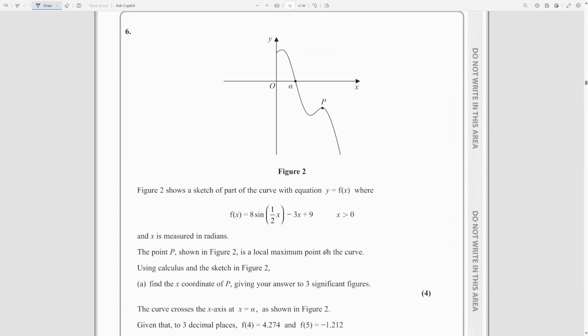Question 6, figure 2 shows a sketch of part of the curve with equation y equals f of x, and f of x is 8 sine half x minus 3x plus 9, and it's only for positive x values. X is measured in radians. The point P, shown in figure 2, is a local maximum point on the curve. Using calculus and the sketch in figure 2, find the x-coordinate of P, giving your answer to 3 significant figures. Well, to find stationary points, we differentiate and set it to 0. Now, when I do that, I'll find all stationary points. The first one, theoretically, would be this. The next stationary point would be this one, and the third one is P. So I need to find the third smallest positive x value that's a stationary point.